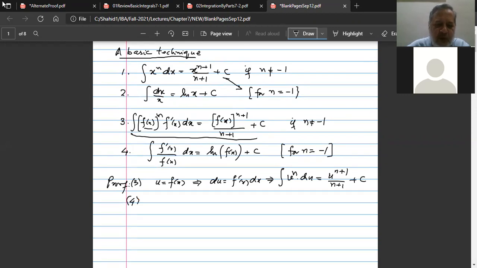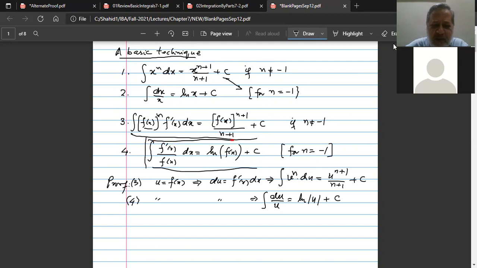As far as 4 is concerned, we use exactly the same thing. We see that the numerator is f prime x dx, that is du, and the denominator is u. So the result is u raised to power n plus 1. Oh, sorry, not this. Rather, it is the second form, and we get the result as ln of u plus c, and that gives you this formula.